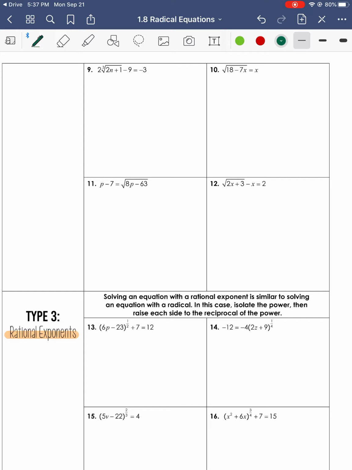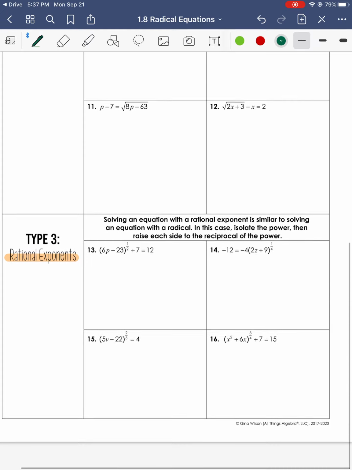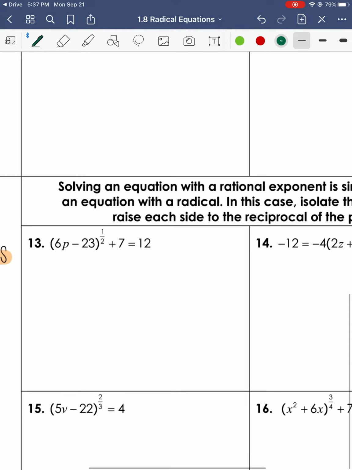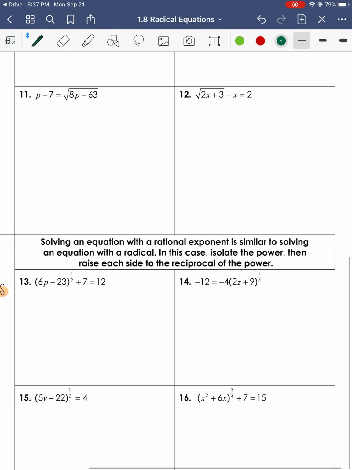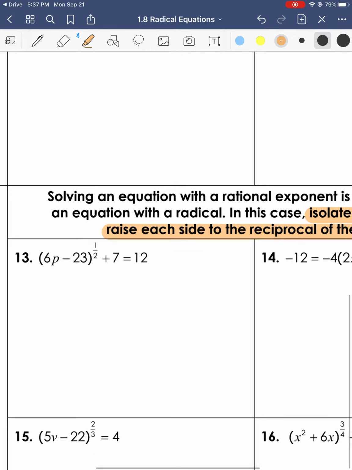So some more of those. Just remember to isolate the variable first. Make sure you are raising your radical to the same power that matches the root. Okay, so rational exponents here. Solving an equation with rational exponents is similar to solving an equation with a radical, but you're going to isolate the power first and then raise each side to the reciprocal of the power.